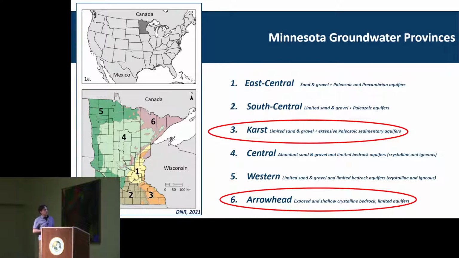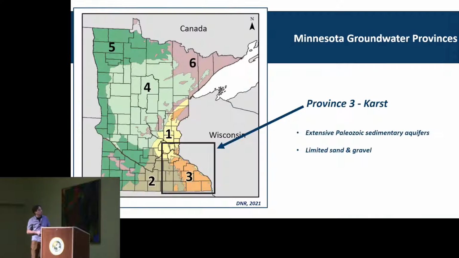And so in some ways, they're very similar provinces. I think aesthetically, they're both the prettiest provinces in Minnesota. You're either overlooking Lake Superior with beautiful vistas, or you're overlooking the Minnesota River Valley. But the geology is very different. You know, carbonates in the karst, and up north it's exposed and very shallow crystalline rock. So very limited aquifers with a lot of yield.